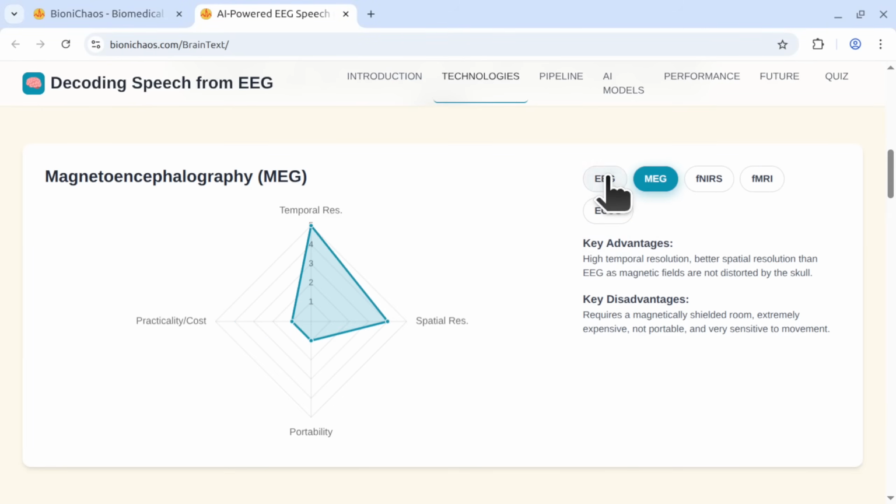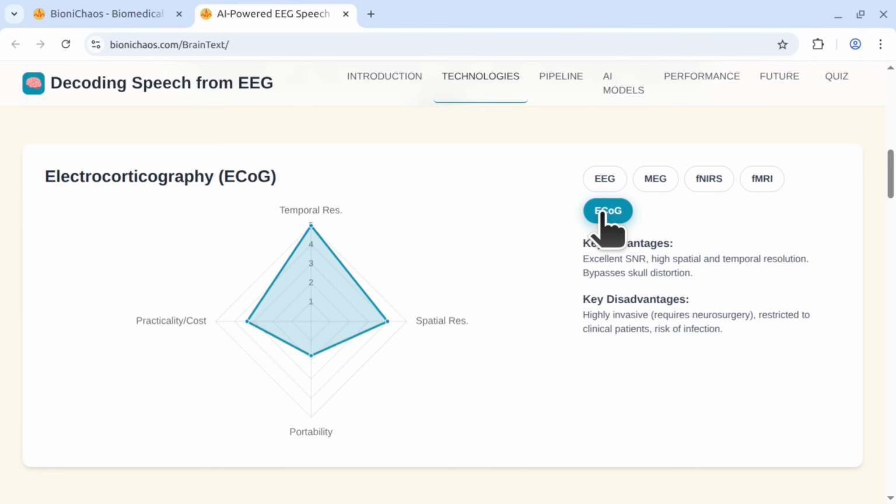ECoG's spatial resolution. The point for ECoG on the spatial resolution axis is at 5, the highest possible value. The text states ECoG has excellent SNR, high spatial and temporal resolution, and bypasses skull distortion.